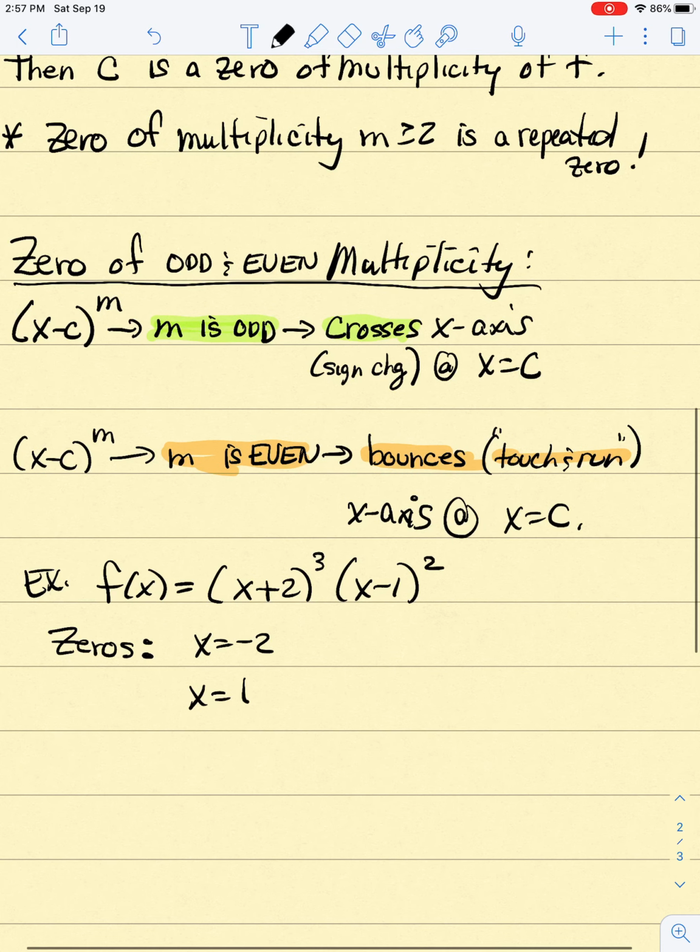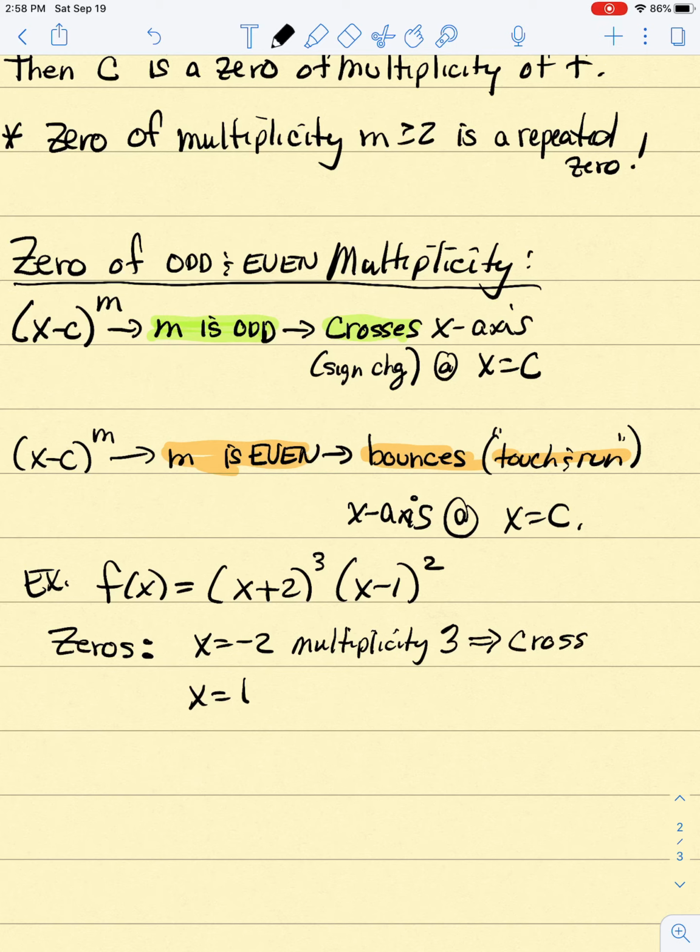Now, what about the multiplicity? The multiplicity of -2 is 3. That would be odd. So that means at -2, we're odd, so we will cross the x-axis. The 1 has a multiplicity of 2, which is an even number, which means it's going to touch, or if you like the word, it bounces. Going to go up, hit the x-axis, come back.